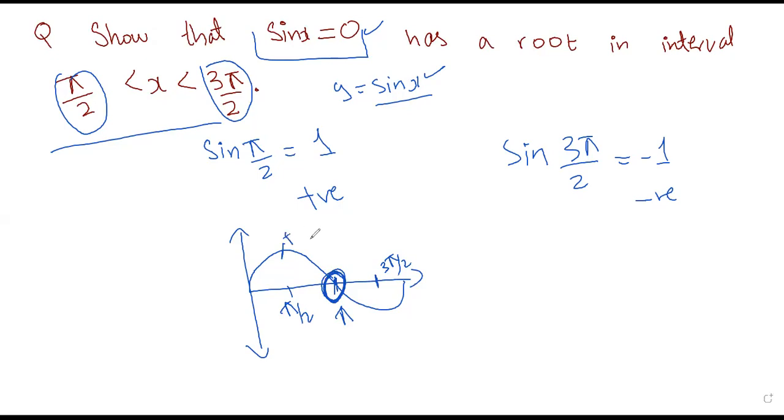It is a positive function here, it is negative. So between positive and negative, the graph would certainly cross the x-axis, and this crossing is basically the root. Do you understand? Yes. 100%? Yes. Okay, so we are done with this.